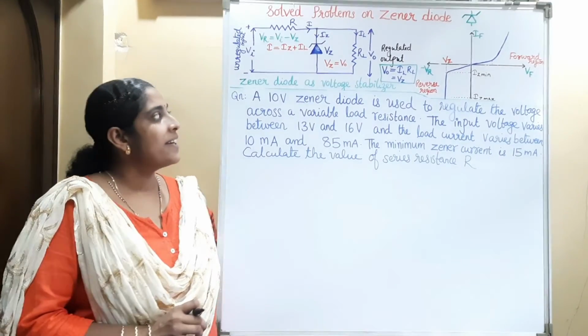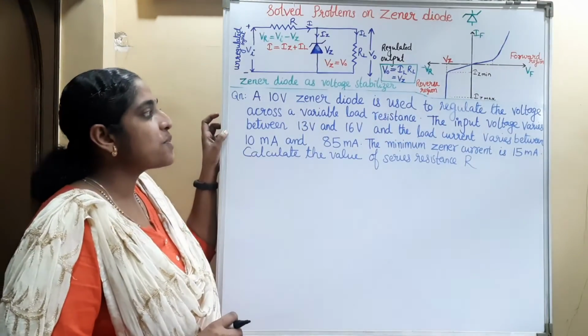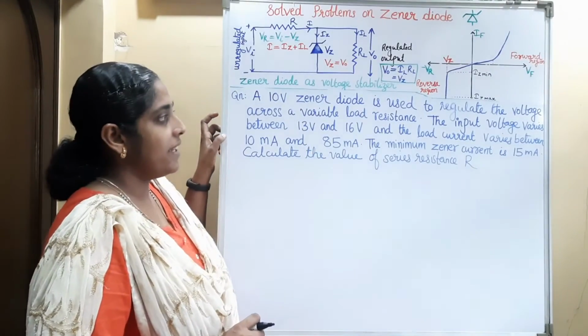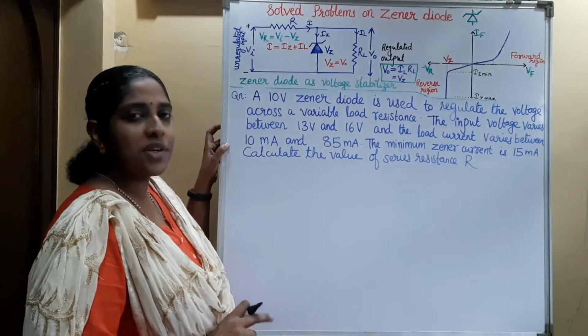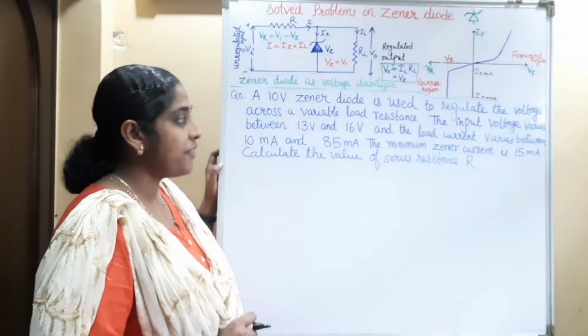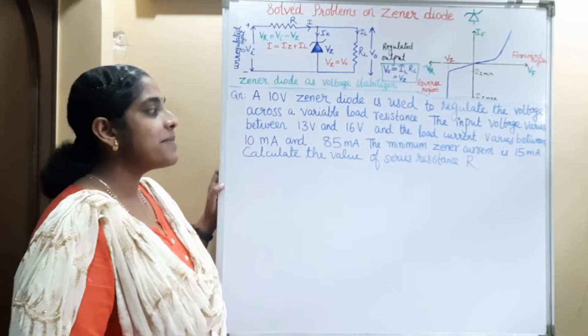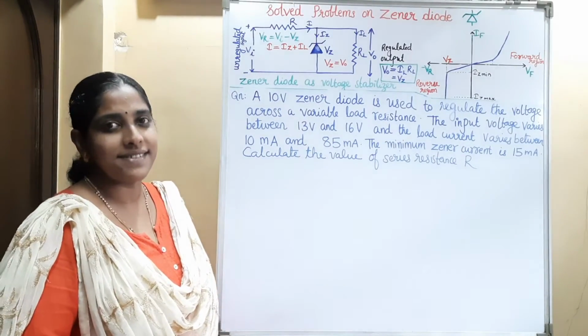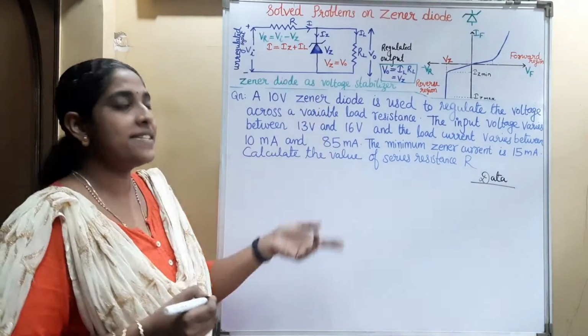See the next question. A 10 volt Zener diode is used to regulate the voltage across a variable load resistance. The input voltage varies between 13 volt and 16 volt and the load current varies between 10 milliampere and 85 milliampere. The minimum Zener current is 15 milliampere. Calculate the value of series resistance R. A 10 volt Zener diode.